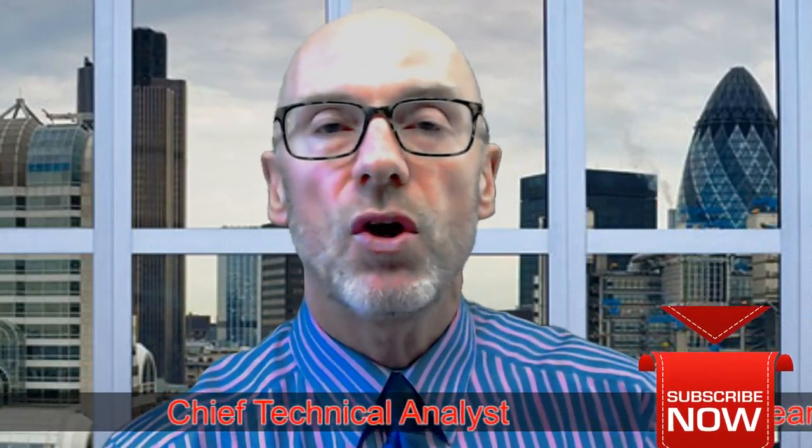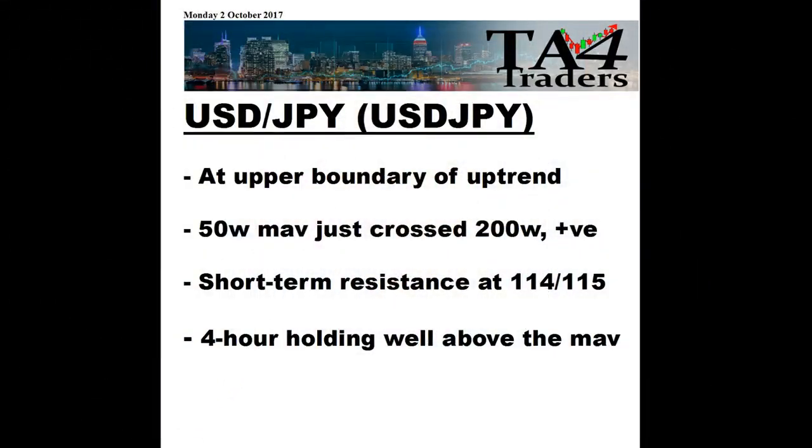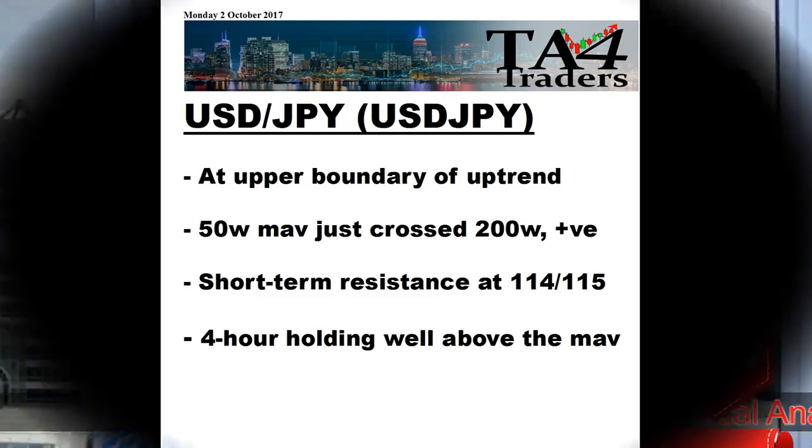So this has been TA for Traders, having a look at the dollar against the yen. The key takeaways from the video should be that we're at the upper boundary of a downtrend. I've written that wrong earlier. The 50-week just crossed the 200-week in a positive movement on the weekly. Short-term resistance at 114, 115, and on the 4 hour we're holding well above the moving averages.